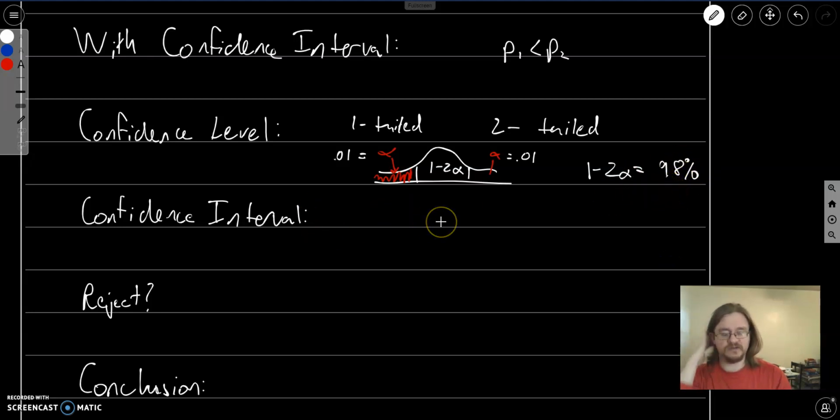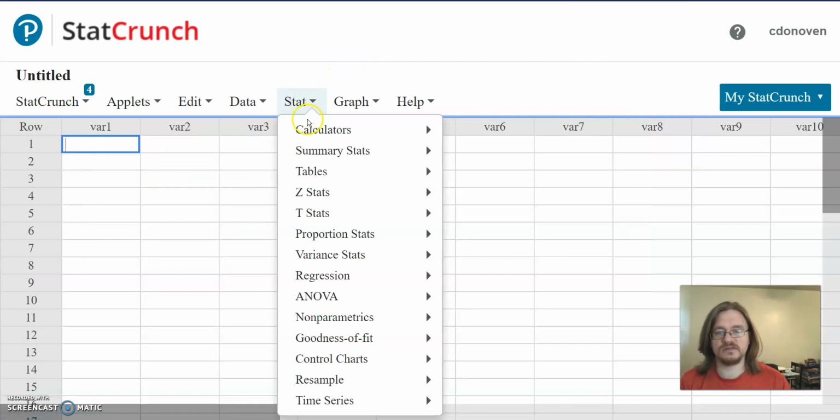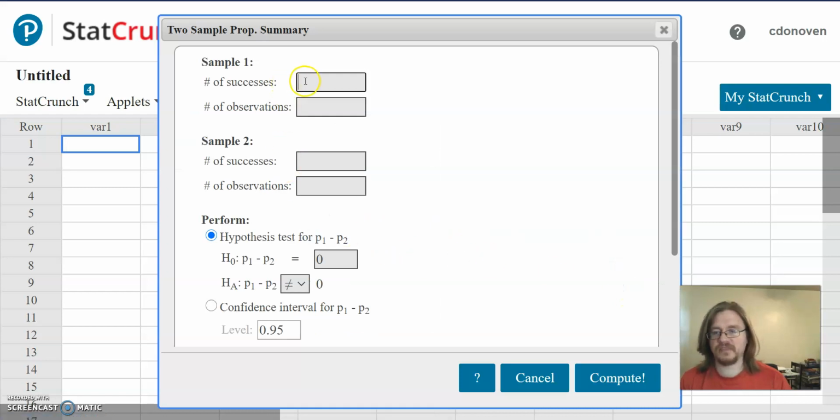So our confidence interval, again, we can come right back to StatCrunch. We can go Stat, we can come down to Proportion Statistics. We have 2 samples, and we have a summary of the data. Again, we had 139 versus 239 people that had heart attacks. On aspirin, there were 11,037, and on placebos, there were 11,034.